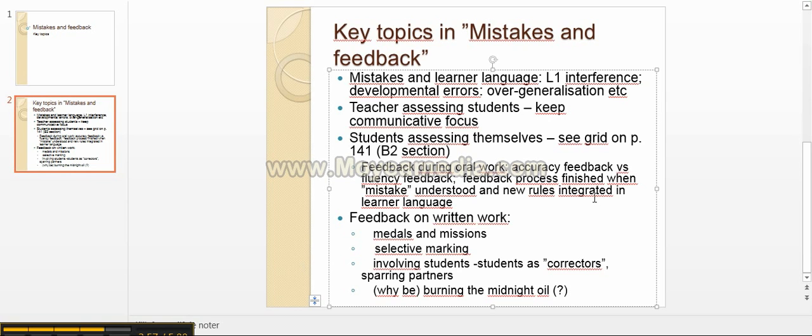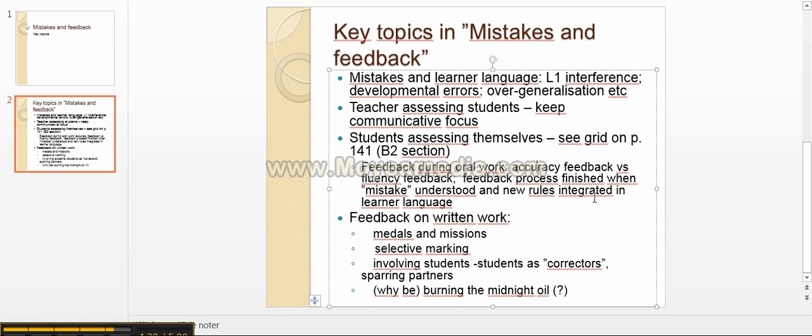And when it comes to feedback, we can say that the process is over when the mistake is understood by the students, and the new rules have been integrated into the memory system, into the cognitive system of the learner. So the learner language now has that rule in it, and the student has made it to the next level.